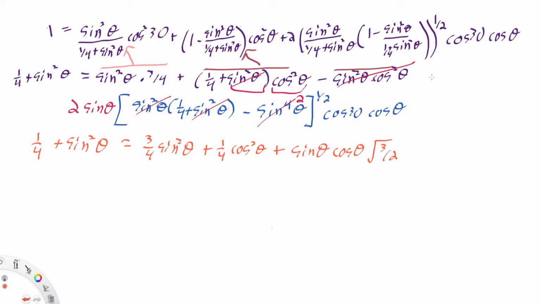Are we going to put the 2 next to the sine theta, or do you cancel out the 2 somewhere? Yeah, so we had this 2 here, but then we also had square root of a fourth left here. And so square root of a fourth is a half, so the 2 and the half canceled off. Okay, thank you. All right, starting to look a lot better, right?